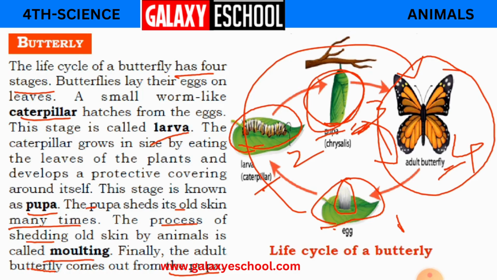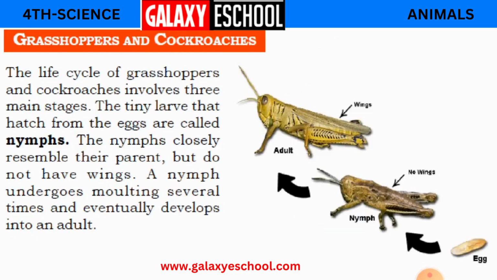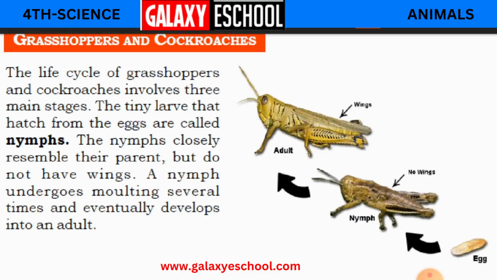Okay, now we'll see the next animal. Here we have some insects. The life cycle of grasshoppers and cockroaches involves three main stages. You can see here in the picture, children, this is a grasshopper. So grasshoppers and cockroaches develop in three main stages. The life cycle of these creatures is of three main stages.